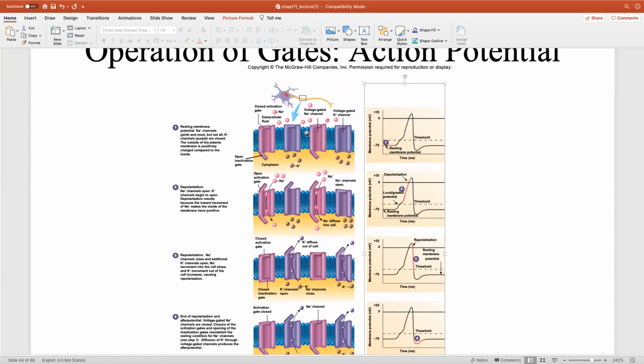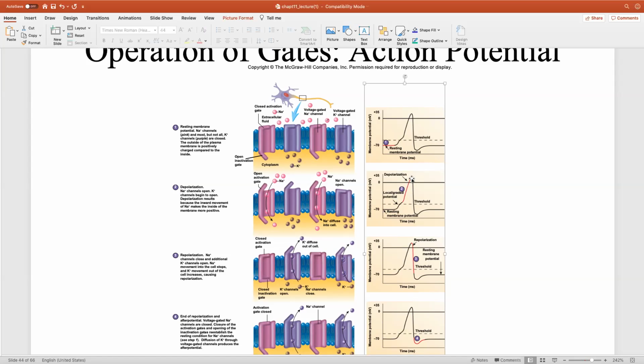Then what happens? Right? You have a release of a neurotransmitter. If that release of a neurotransmitter is strong enough, then you hit threshold, right? So that initial rise is that local or graded potential. If that local or graded potential is strong enough, you hit threshold, and then voltage-gated sodium channels right here start to open up. Sodium goes in, and now we have a full-out depolarization phase.